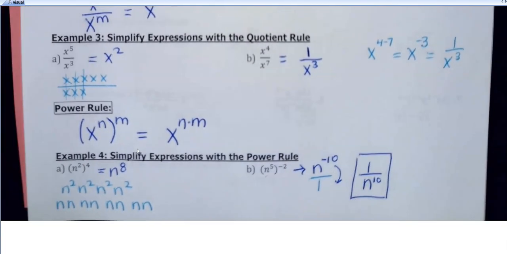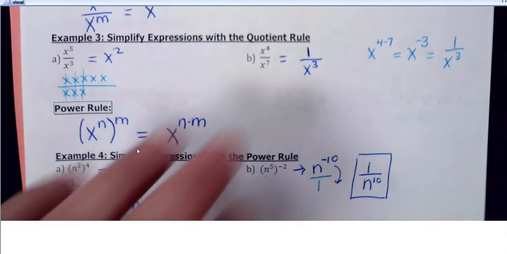Move it, lose the negative on that exponent. It's in the top of a fraction, you move it to the bottom. If you got a negative exponent in the bottom, you move it to the top. Does anybody have any questions? Okay.